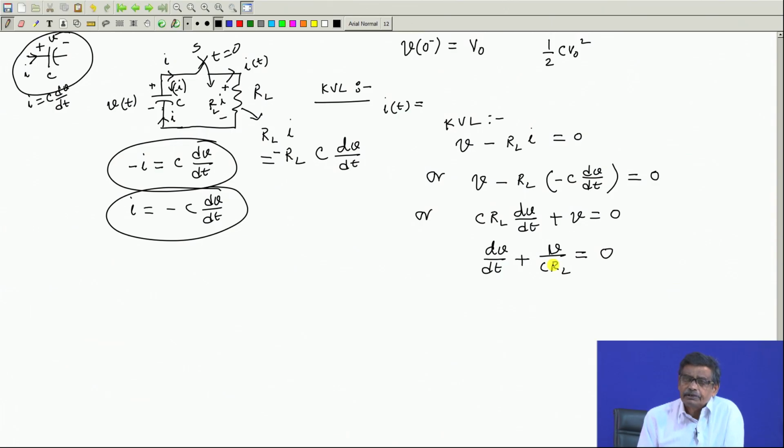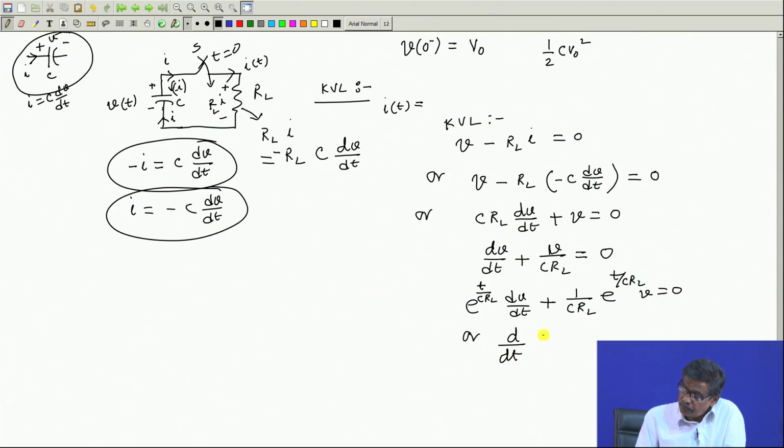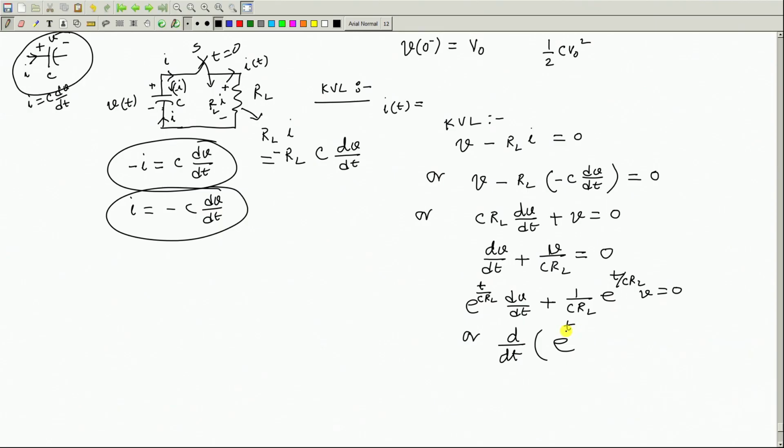So, once again a first order differential equation, and the solution will be, you multiply with the integrating factor e to the power t over C R L, so 1 over C R L dV dt plus 1 over C R L into e to the power t over C R L into V is equal to 0, or I will say d dt of e to the power t by C R L into V t is equal to 0.